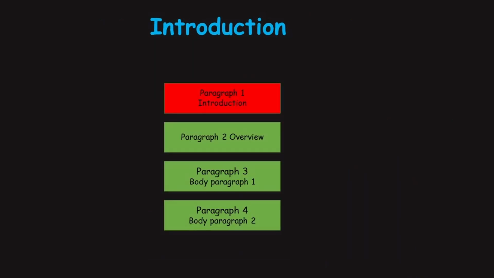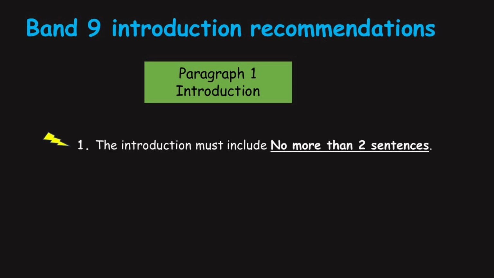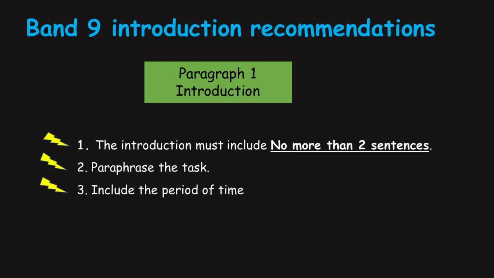Now we are going to write our first paragraph, Introduction. Here I provided recommendations for a Band 9 introduction. Remember, the introduction paragraph must include no more than 2 sentences. Simply paraphrase the task using synonyms as much as possible. Include the period of time if it's applicable. Finally, mention units of measurement such as liters or tons, depending on what is given on the line graph.